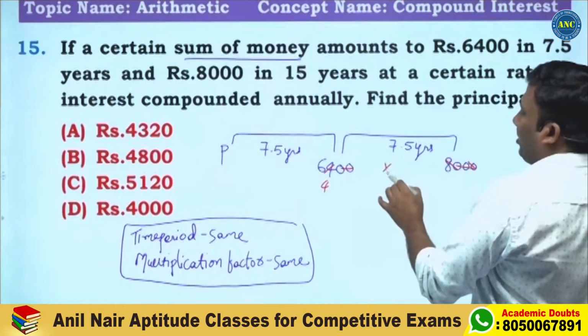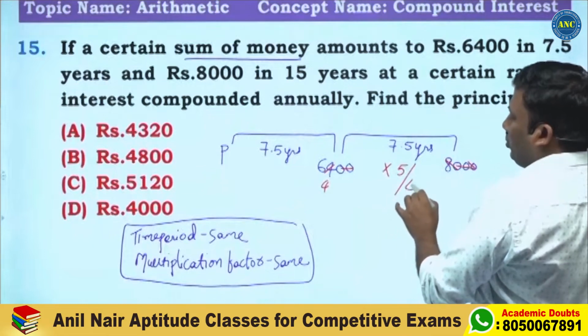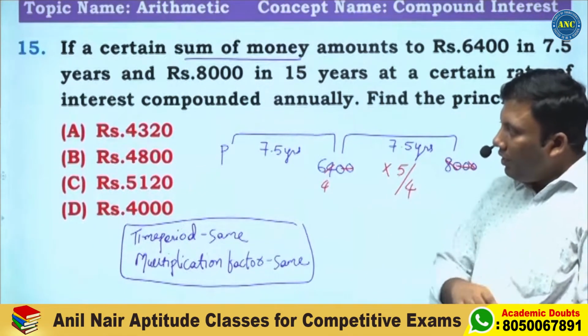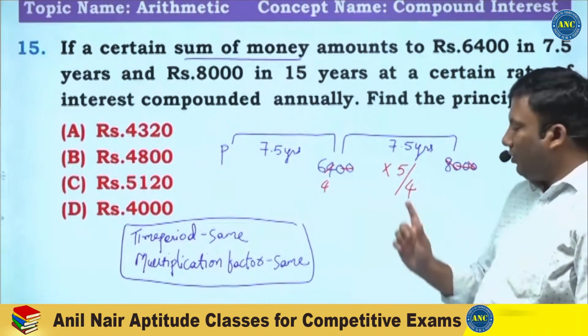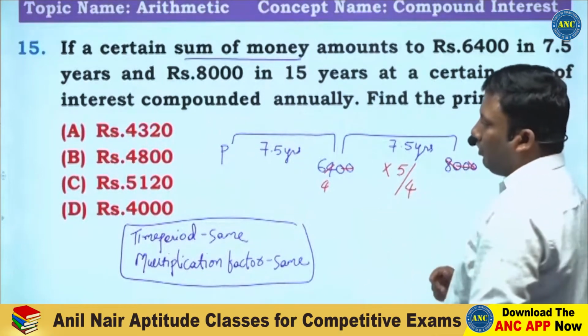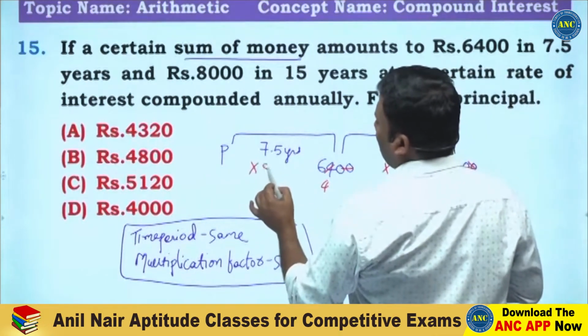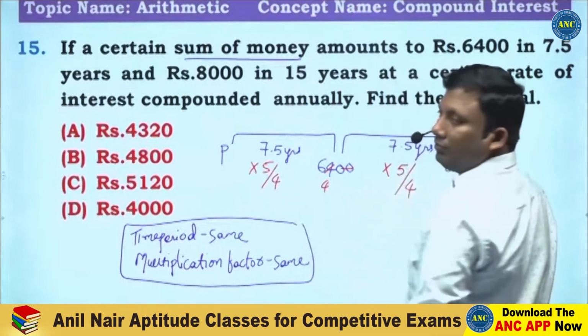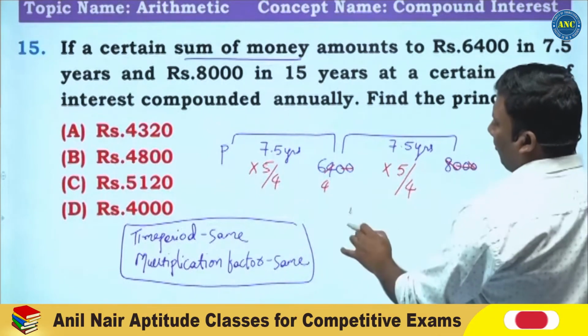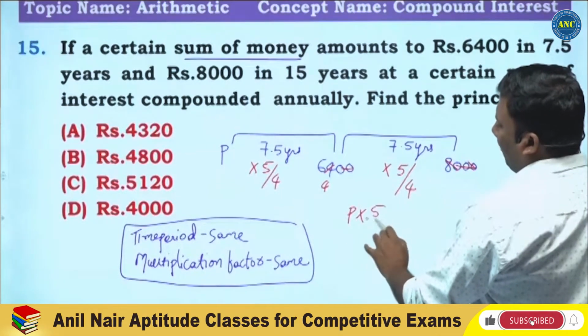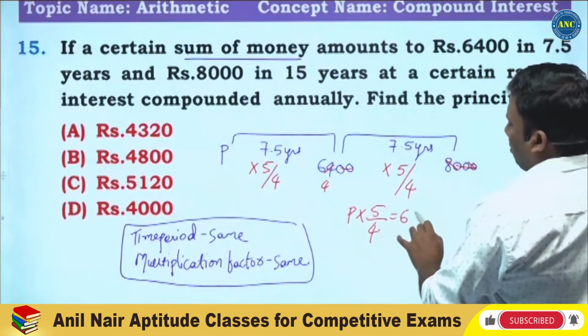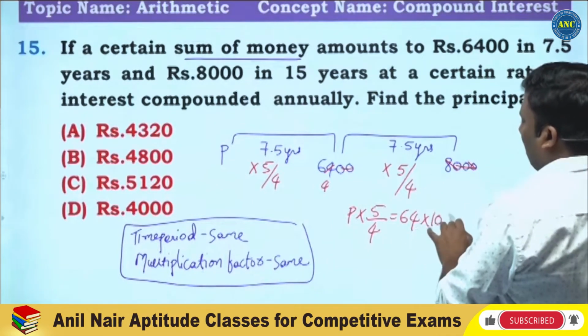So the multiplication factor is into 5 by 4. If it is into 5 by 4 here, here also it will be into 5 by 4. So P into 5 by 4 is equivalent to 64 into 100.